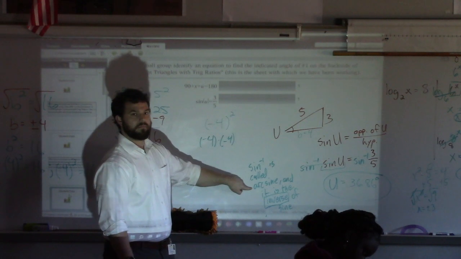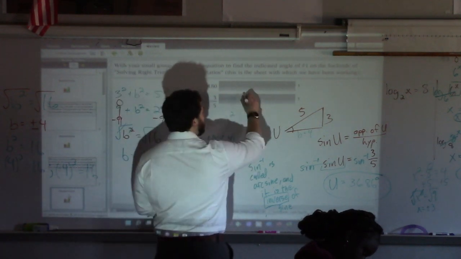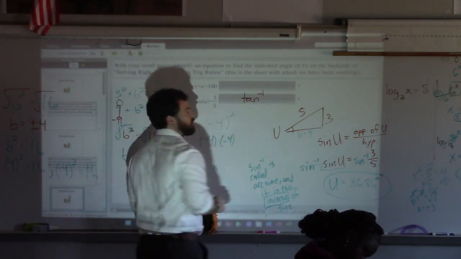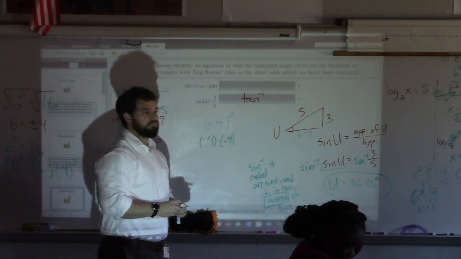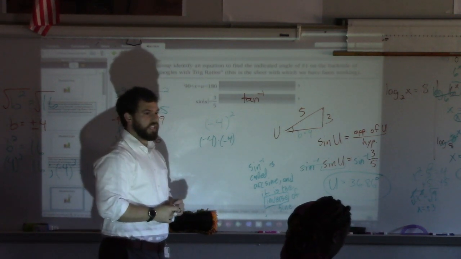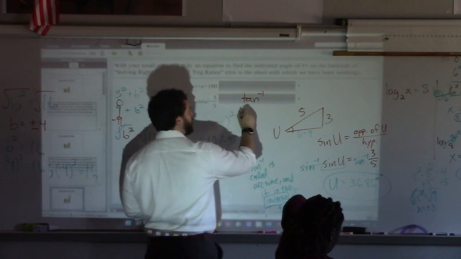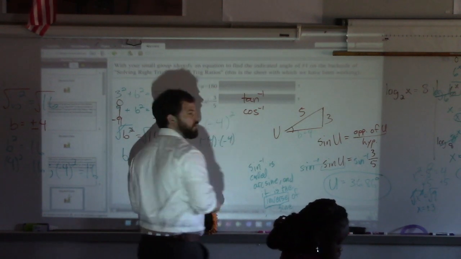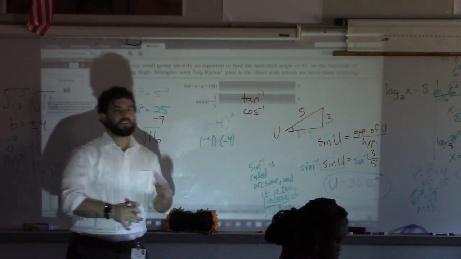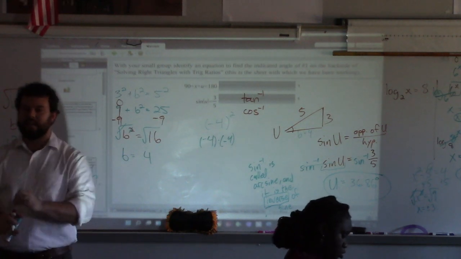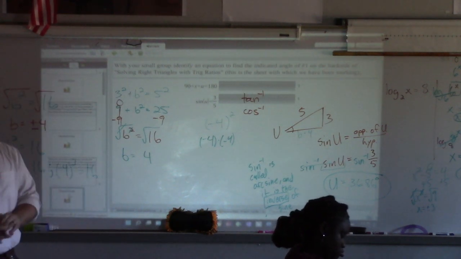So how would I read this? Arctangent. That's all it is. The inverse of tangent is arctangent. And this would be arc cosine. Those are the inverses of sine, cosine, and tangent so that you can undo those operations.